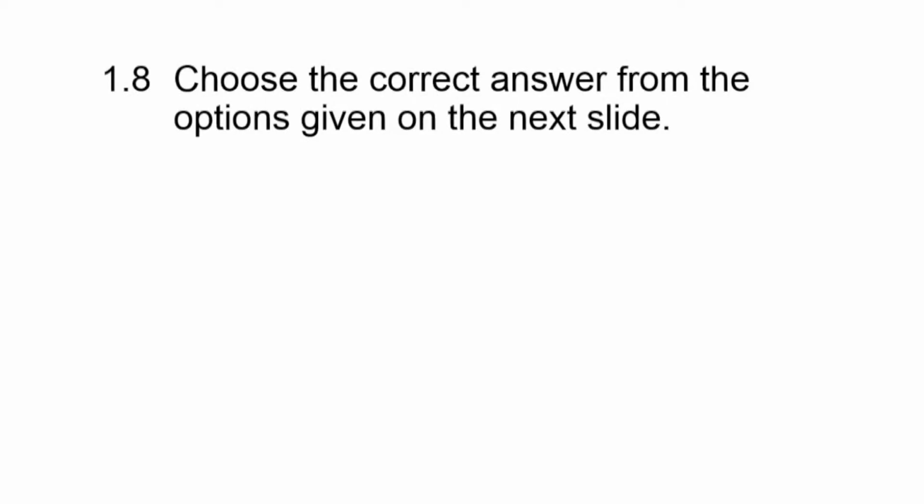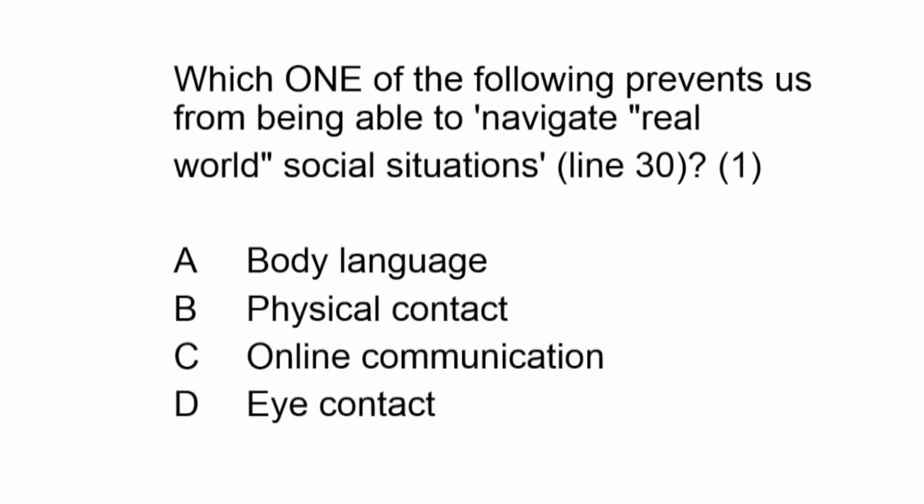Question 1.8. Choose the correct answer from the options given on the next slide. So here you need to answer the following question. Which one of the following prevents us from being able to navigate real-world social situations? This is found in line 30, and that's for 1 mark, again focusing on which one. So you're only choosing one. And remember what the instructions say about answering the multiple choice. You've got the question number and then just the letter that you have chosen.